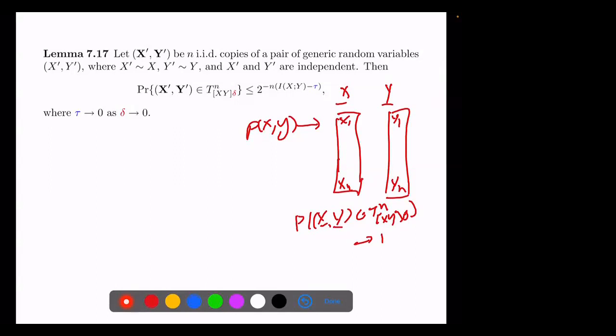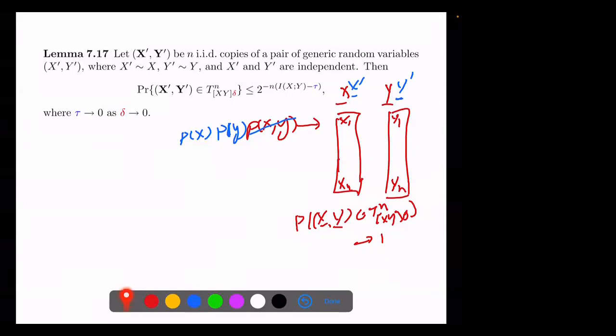Now, however, instead of using the joint distribution p(x,y) for each one of them, I use the product distribution. The product distribution means that I keep the marginal distributions, but I make x1 and y1 independent of each other. The same thing for every pair of these random variables. Now, if I do it this way, I call these x prime and y prime, being generated in this fashion.